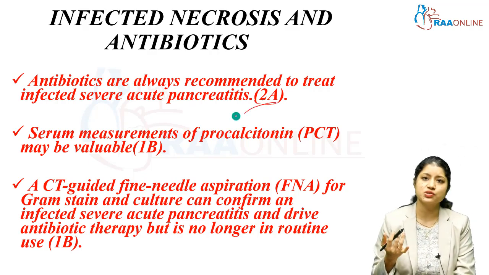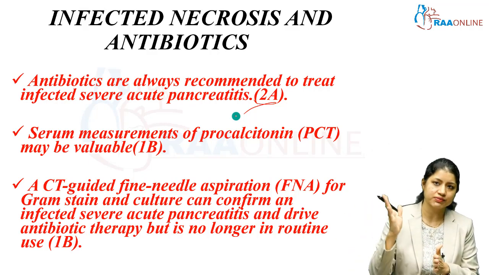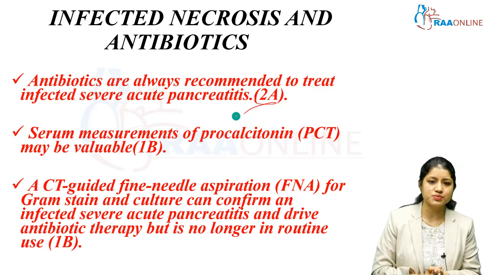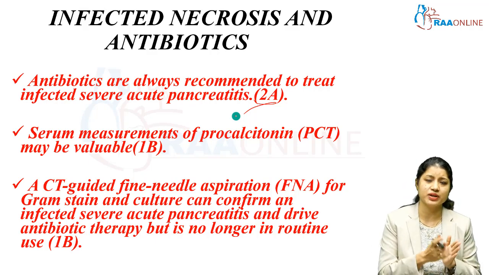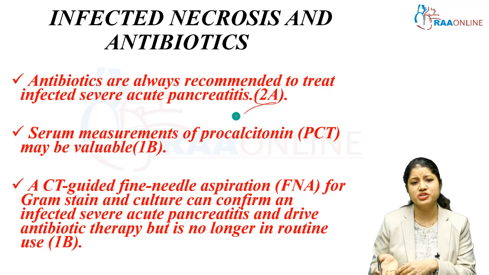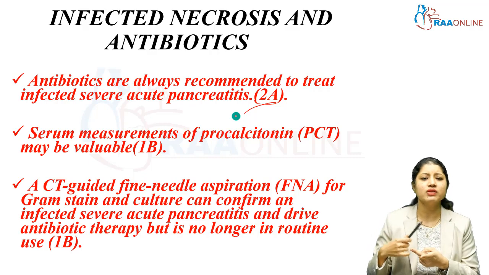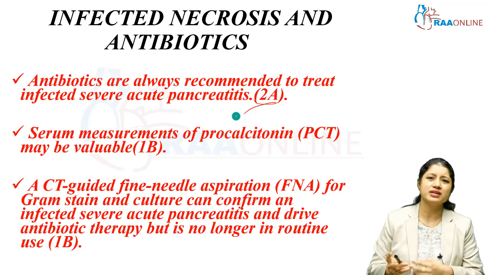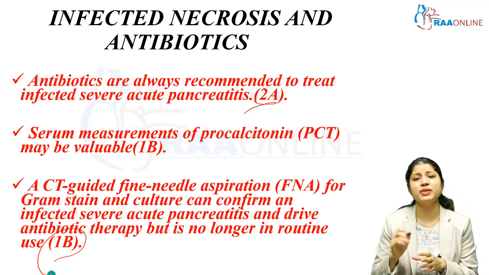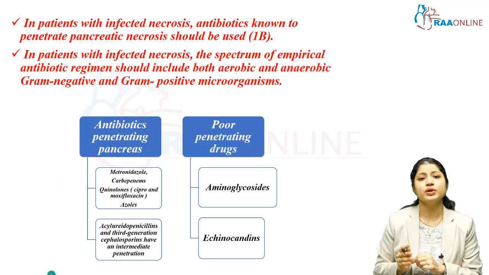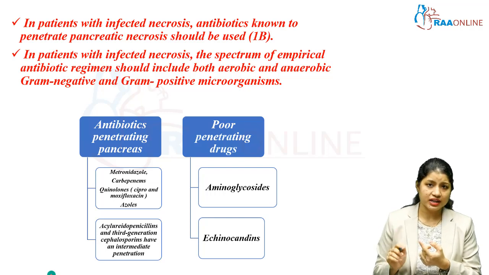Serial measurements of procalcitonin may be valuable here. That is, an increasing trend of procalcitonin can definitely help guide that this is an infective response rather than an inflammatory response. Or if you still think this is just a sterile necrotic inflammation of the pancreas, then a CT guided fine needle aspiration sent for gram stain and culture can help confirm the diagnosis, but it is no longer recommended because any injury to the pancreas might inflame the pancreas all the more. So in a patient with infected pancreatic necrosis, antibiotics are recommended.